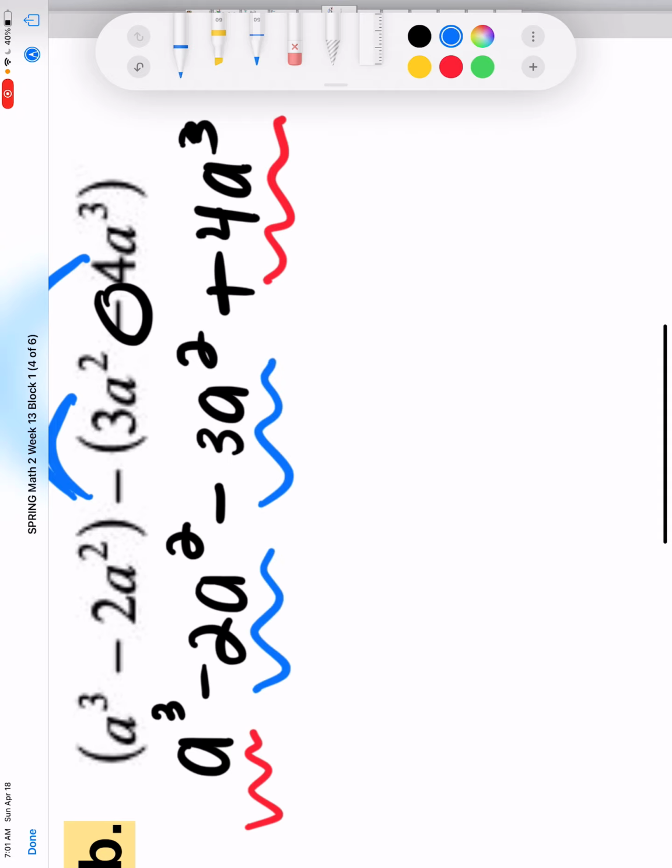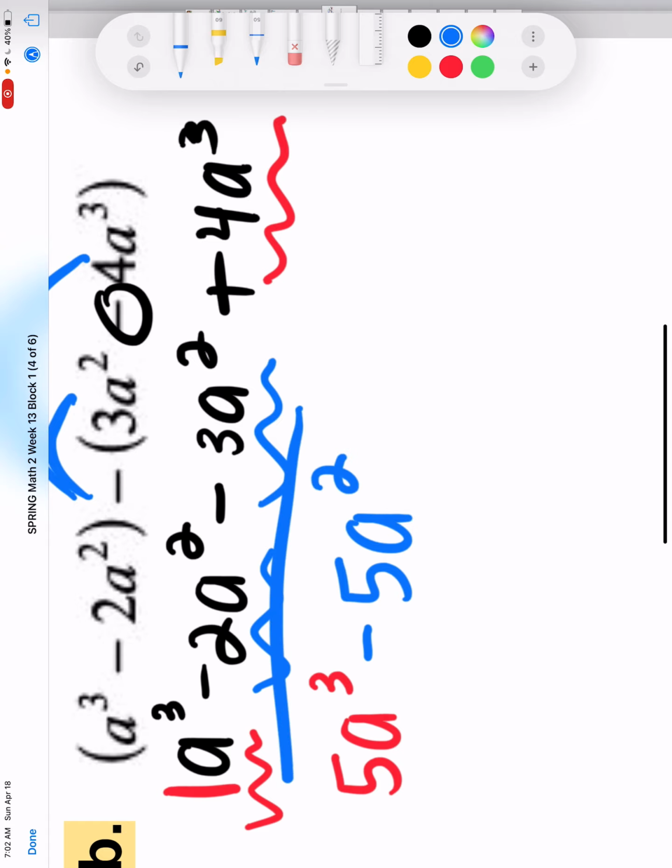Okay, let me go ahead and rewrite this. I'm going to combine my cubes first because they need to be written first when they're in standard form. You always start off with your highest power. So here I have 1a cubed plus 4a cubed. That gives me 5a cubed. For my terms in blue, I have negative 2 minus 3. That's going to give me negative 5 when I combine those together. Okay, and this is my final answer.